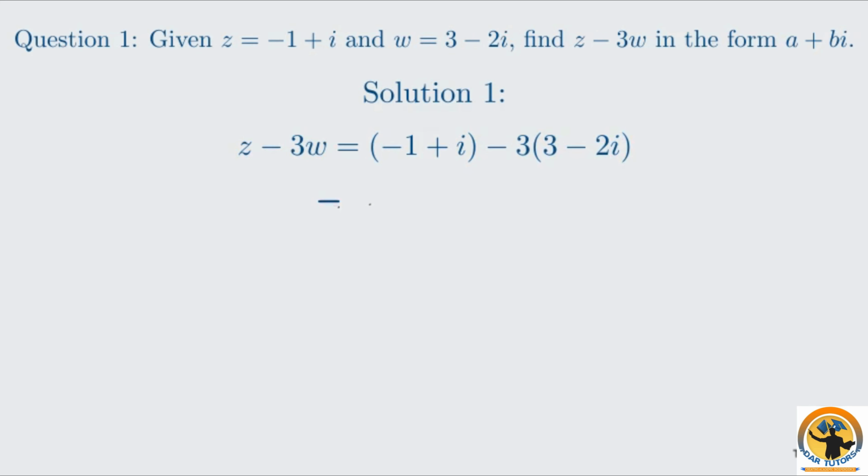Next, we distribute the negative 3 across the terms in the parenthesis, being careful with the signs. This gives us negative 1 plus i minus 9 plus 6i. Finally, we collect the real terms and the imaginary terms.